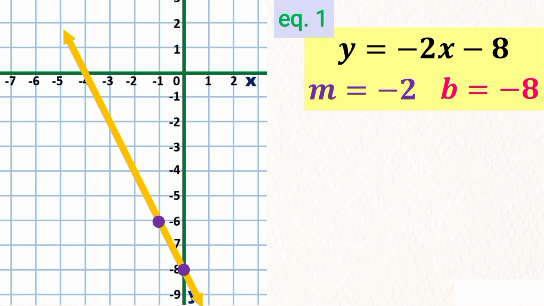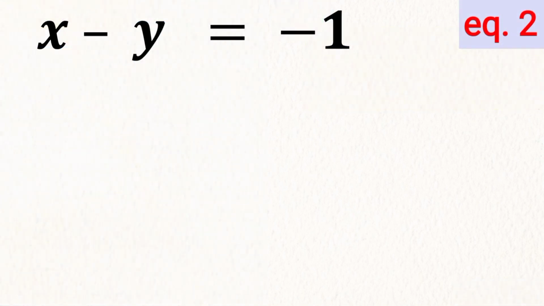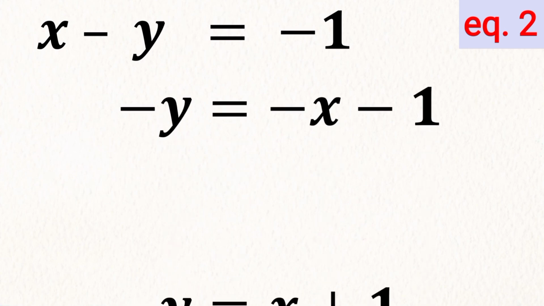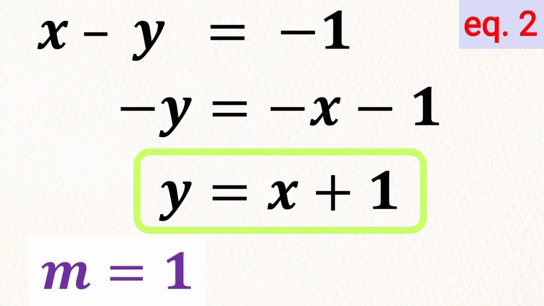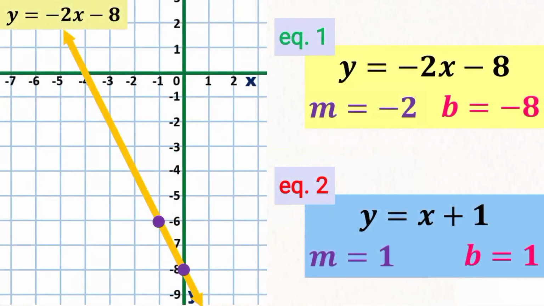For the second equation, same process, x minus y equals negative 1. The slope-intercept form of this is y equals x plus 1. And our slope here is positive 1 and y-intercept is also positive 1. Graphing to our Cartesian plane, start with positive 1 as the y-intercept and the slope is positive 1. So connecting to one another, that will be the graph of the line.